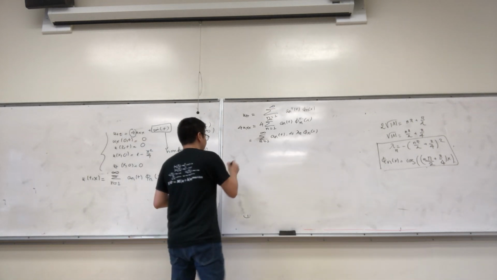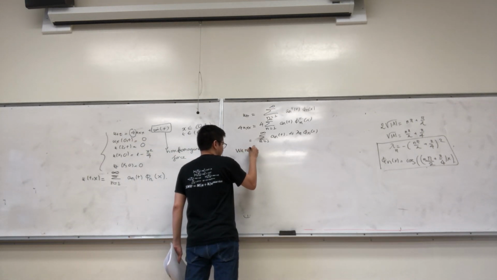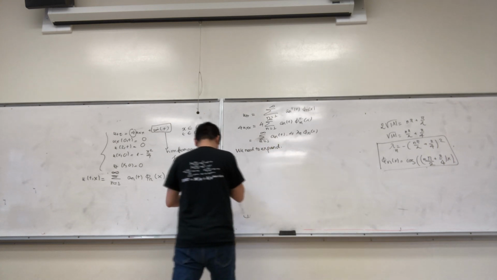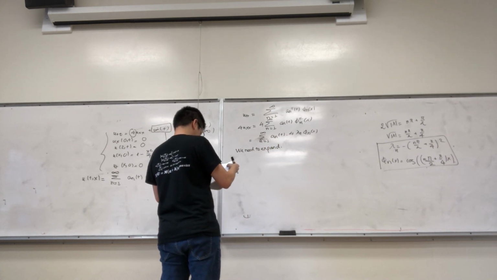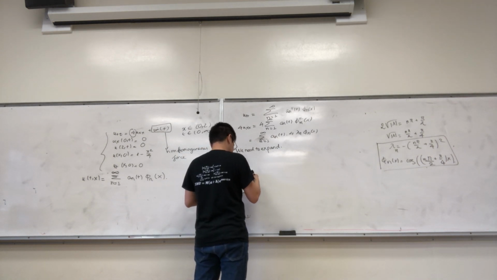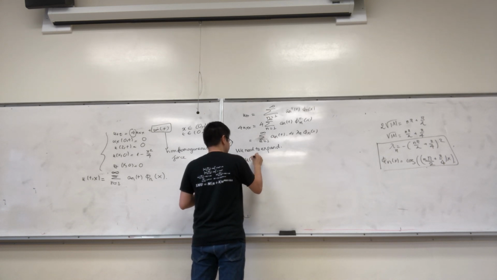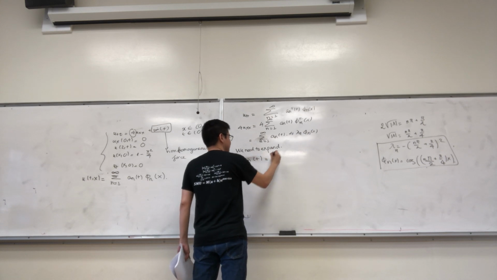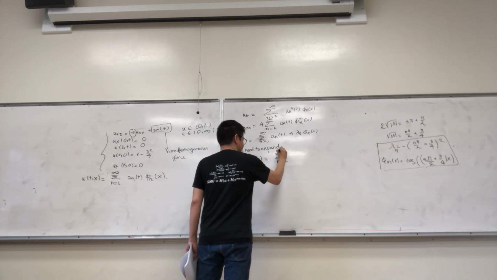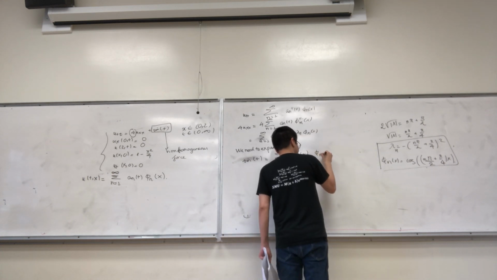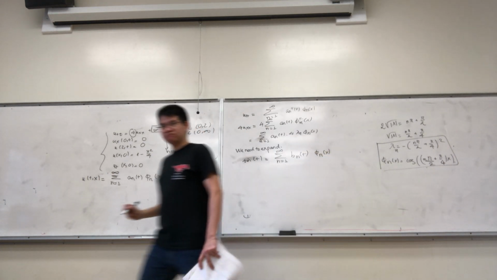So we need to expand. So we need to expand u(x,t) in terms of the sum, when n is going from 1 to infinity, of p_n(t) p_n(x).